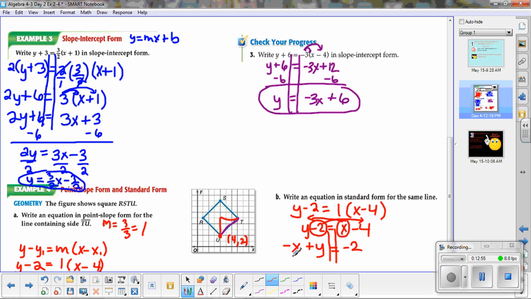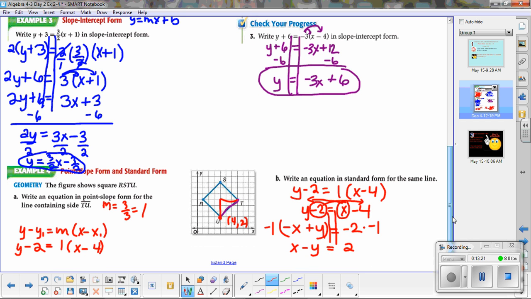Now, since the coefficient of x can't be negative, I'm going to go ahead and multiply both sides of my equation by negative 1 to get rid of that negative in front of x. Negative 1 times negative x is just x, and negative 1 times positive y is negative y, and a negative 2 times negative 1 is 2. x minus y equals 2 is the equation in standard form for that same line.